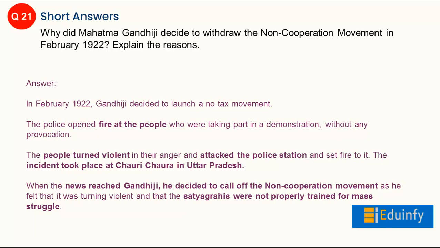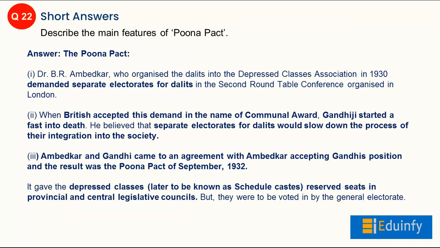When the news reached Gandhiji, he decided to call off the non-cooperation movement as he felt that it was turning violent and the satyagrahis were not properly trained for mass struggle. Describe the main features of the Pune Pact.